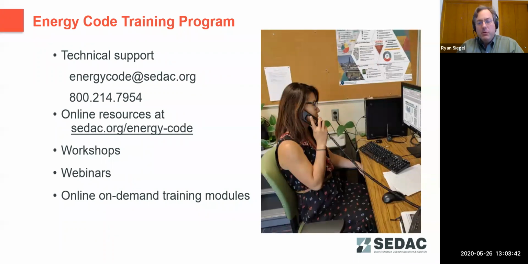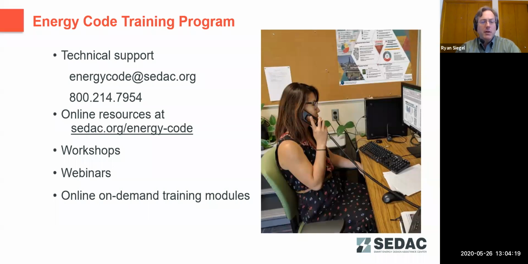If people do have questions, we are here to provide technical support. You can email us your questions at energycode@sedac.org, or we do have an 800 number for use if needed. That technical support can be anything related to the Illinois Energy Conservation Code and support of any projects here in the state of Illinois. It could be building owners, occupants, design professionals, and code officials. We are here to support you.